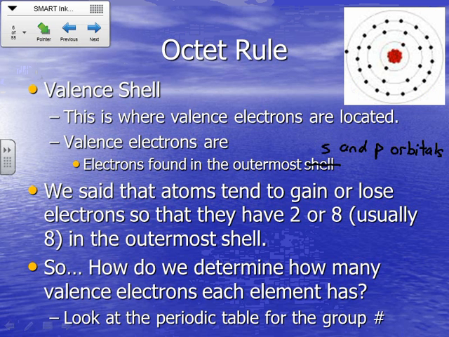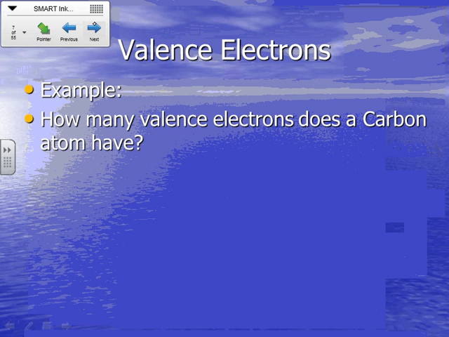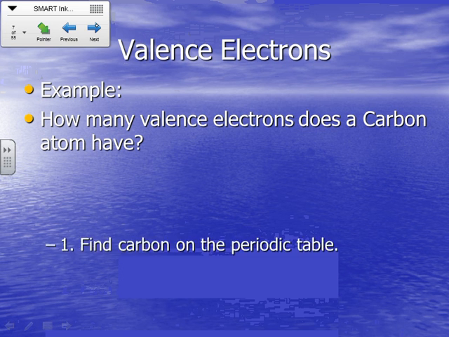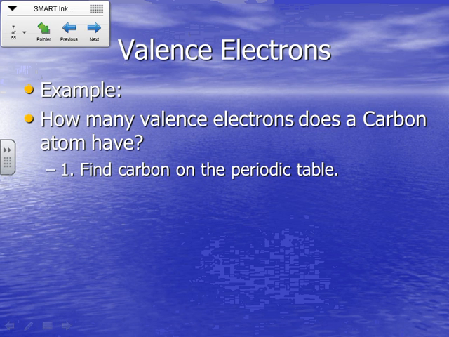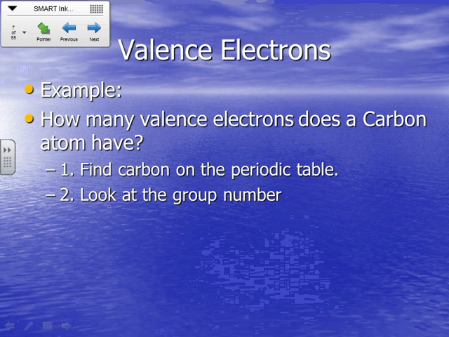Okay, so let's look at an example of this. Carbon is our example here. Okay? How many valence electrons does a carbon atom have? So what you're going to do is look at the group number first. Okay? Find carbon on the periodic table. Look at the group number for carbon. Okay? And carbon is in which group on the periodic table?